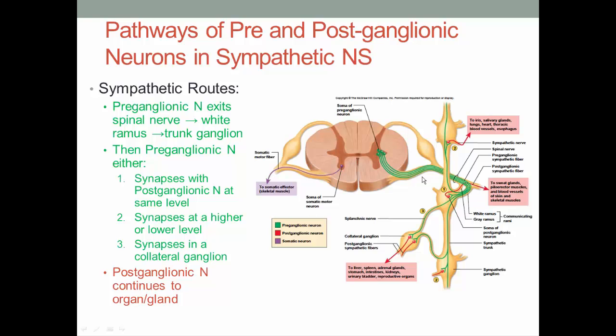Think white ramus because remember the preganglionic neuron is myelinated, so myelinated tissue has a white appearance to it, hence white ramus. Postganglionic neurons are not myelinated, so gray. So they have a gray appearance in color, so that's the gray ramus. And that hopefully will help you keep those two separate.